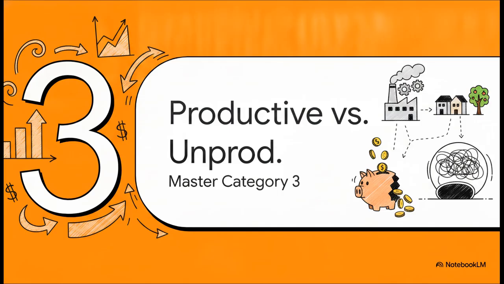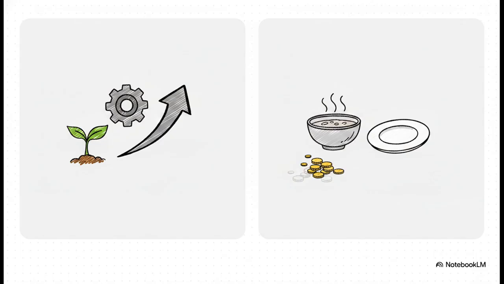And finally, Master Category 3, productive versus unproductive expenditure. This categorization forces us to look at money as either a proactive investment in capacity or a reactive consumption of resources. Productive expenditures are investment-natured. They actively help in improving the productive capacity of the entire economy. Unproductive expenditures are consumption-natured, meaning they don't directly add to the productive efficiency of the economy.